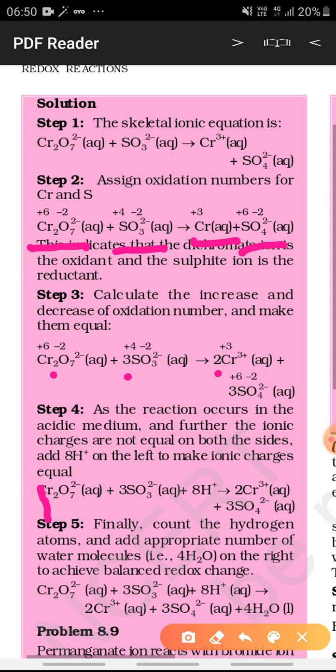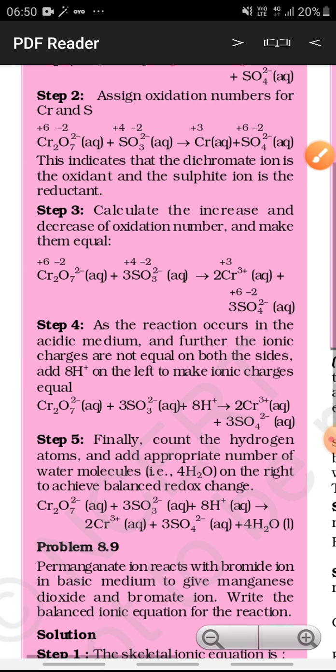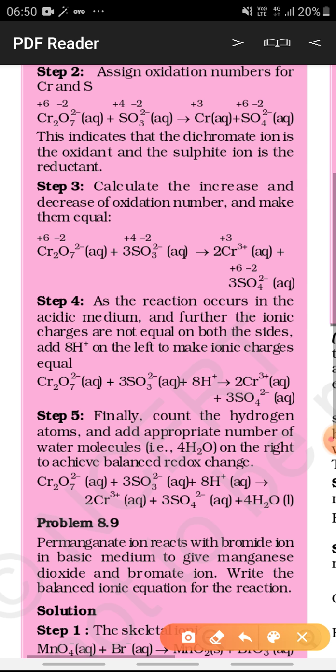Sulfur is 4 positive, this side sulfur is 6 positive, and to balance them we multiply by 3. In the next step, as the reaction is occurring in the acidic medium, further the ionic charges are not equal on both the sides, so we add H positive ion.